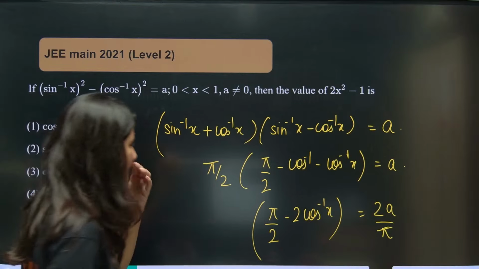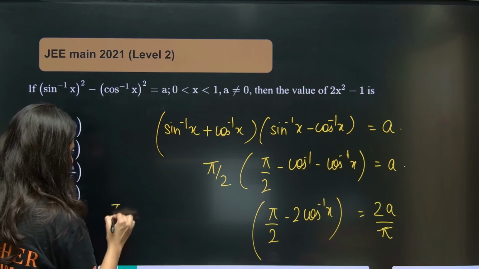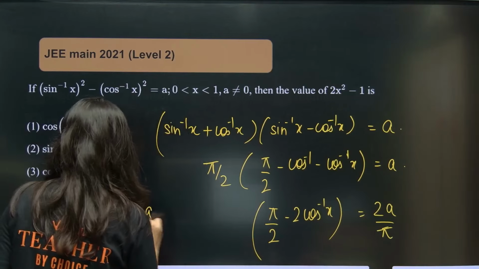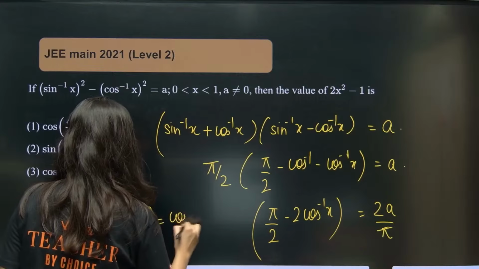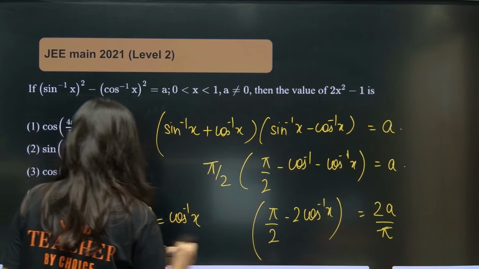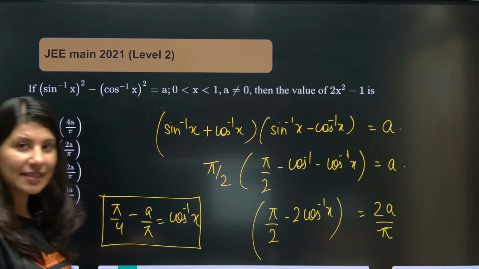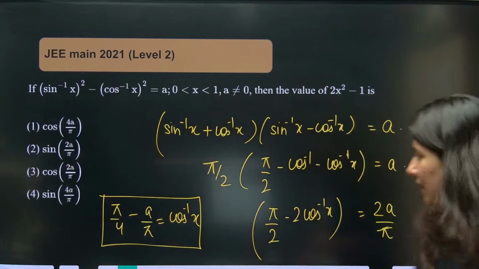So can you tell me the value of cos inverse x, ma'am? Pi by 4 minus a by pi. A by pi is equal to cos inverse x. Yes or no? So x is equal to cos of pi by 4 minus a by pi. X is what?